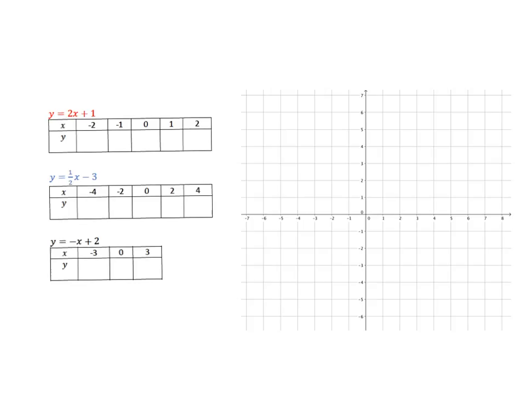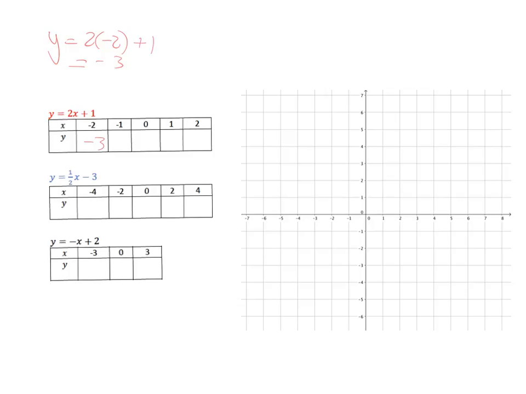So, for example, when x is equal to -2, what will y be equal to? Well, you know how to work that out. You're going to say your y is going to be 2 multiplied by -2 plus 1. 2 times -2 is -4, plus 1 gets you to -3. So when x is -2, your y value is -3.